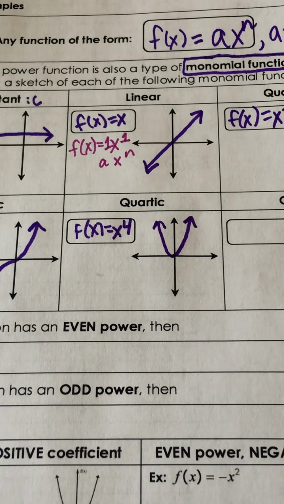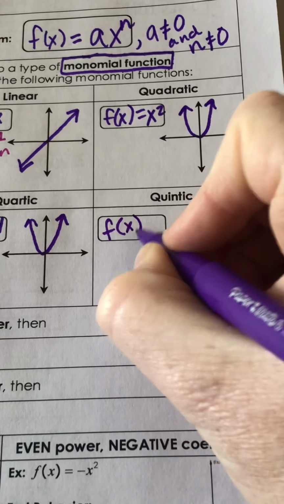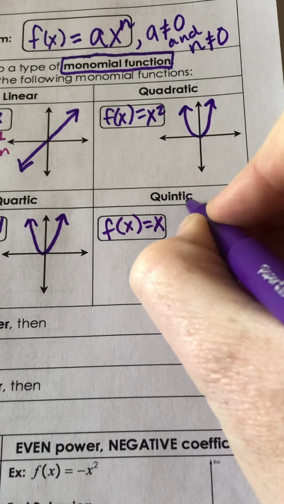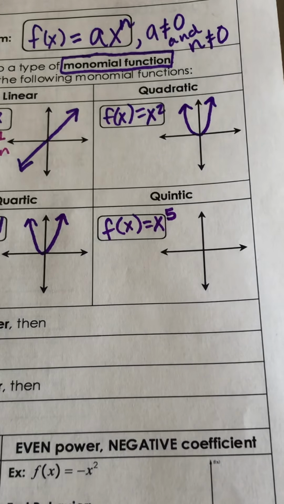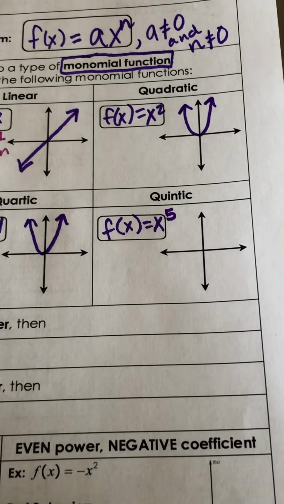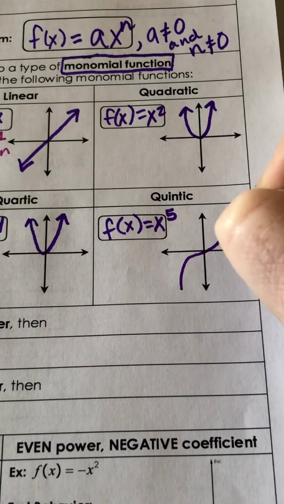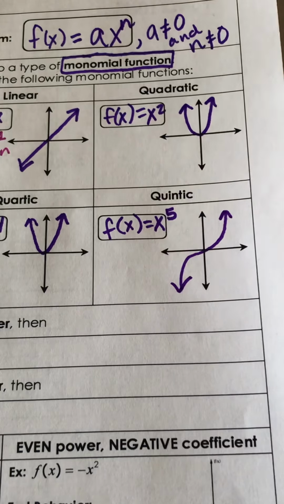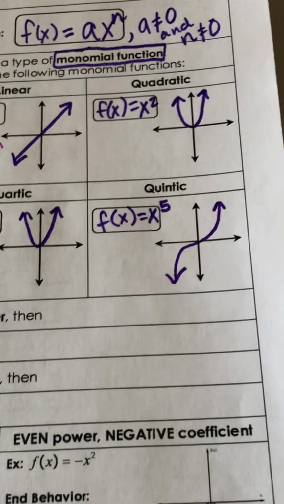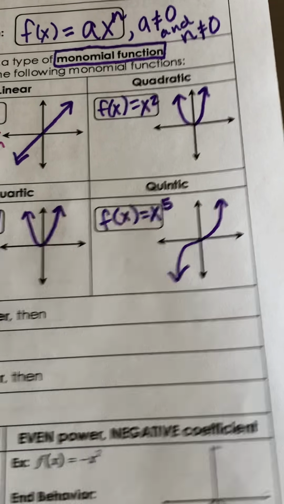Okay, and in the same exact idea, when you have a quintic, however that's said, that means 5. It's still going to take on the same kind of shape as an x to the third. So you should see some sort of pattern between your even exponents and your odd exponents in the way the graph looks. Okay?